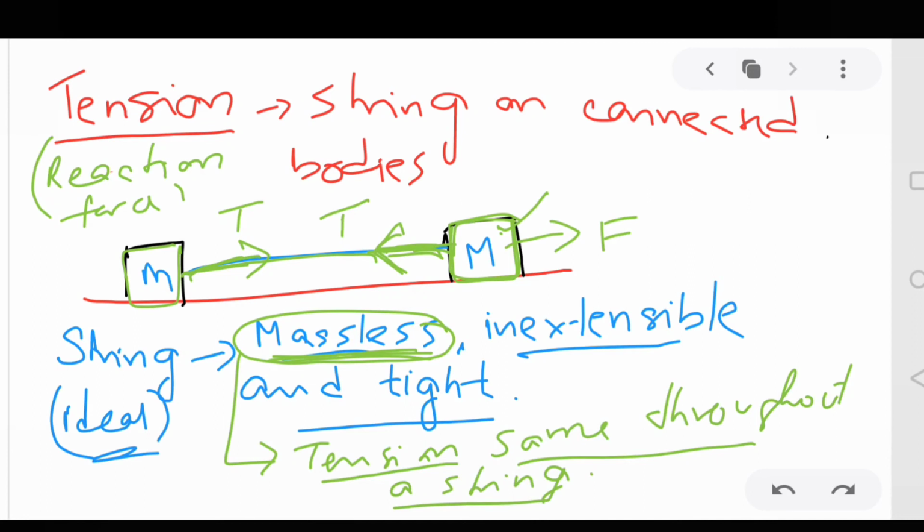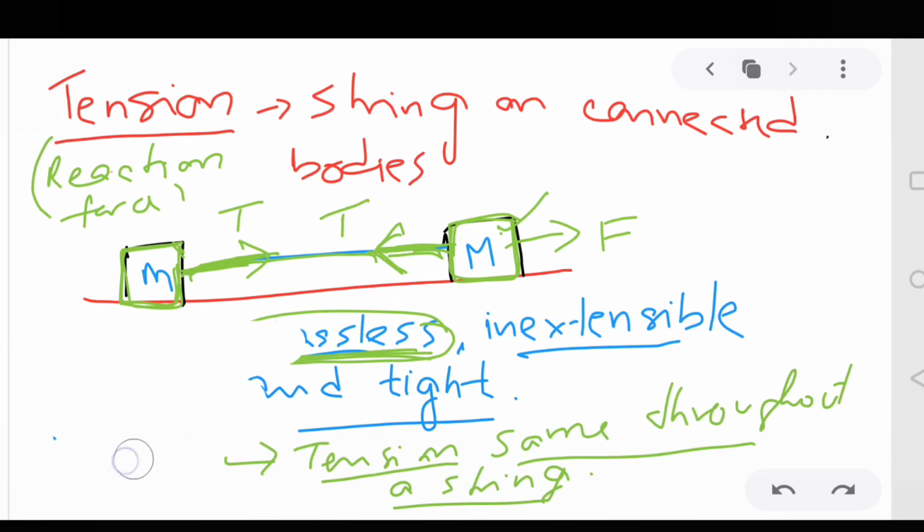So tension is the force exerted by the string. It is pulling the mass small m with tension T. Similarly, for the mass capital M, the string is pulling this mass with tension T. So this is the basic information about tension. Now let us calculate how much the tension is.